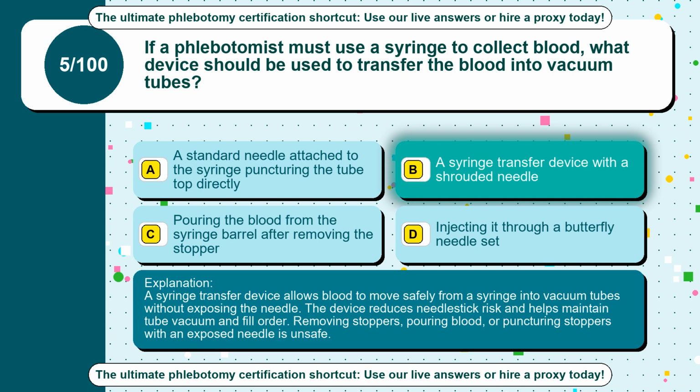A syringe transfer device allows blood to move safely from a syringe into vacuum tubes without exposing the needle. The device reduces needle stick risk and helps maintain tube vacuum and fill order. Removing stoppers, pouring blood, or puncturing stoppers with an exposed needle is unsafe.